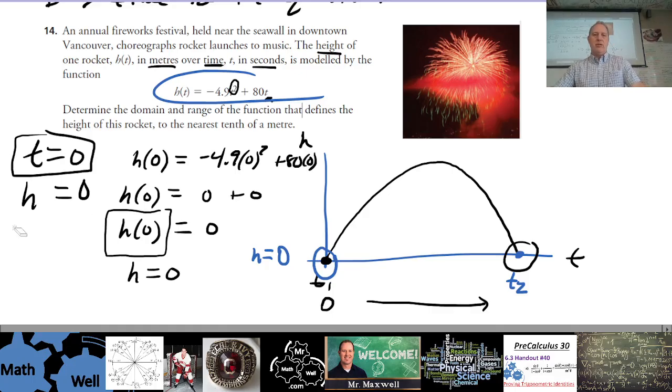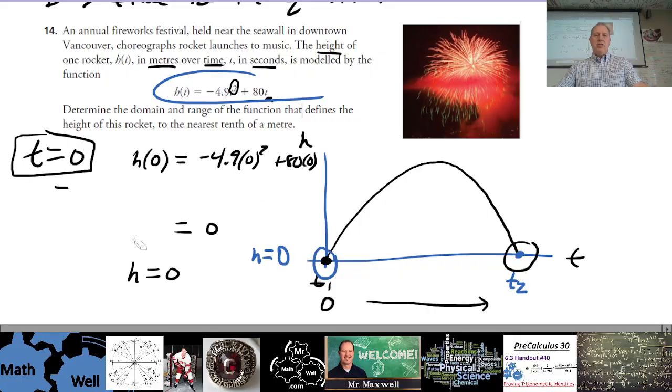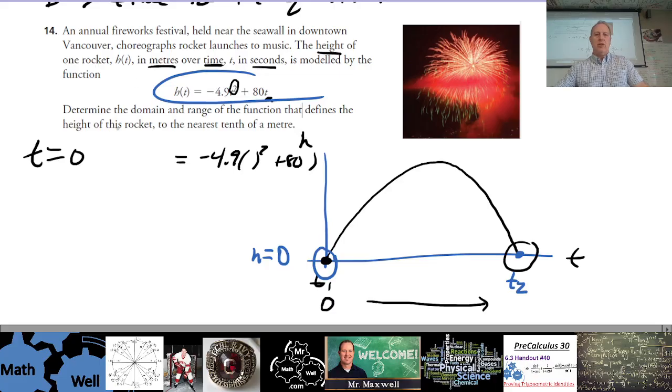Now, let's go back here. So I'm going to erase some of this stuff. H is 0. Yes, that's true. But I need to find the other t that makes h 0. Okay, so watch what I'm doing here. I'll rewrite this. Okay, so I need to find out when height is 0, what is the time?